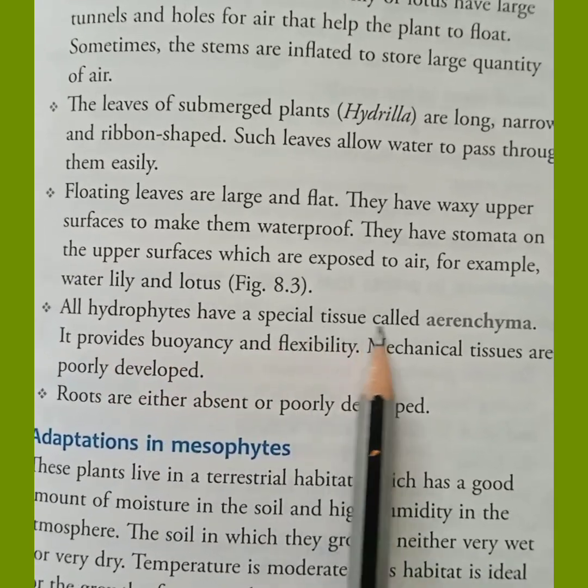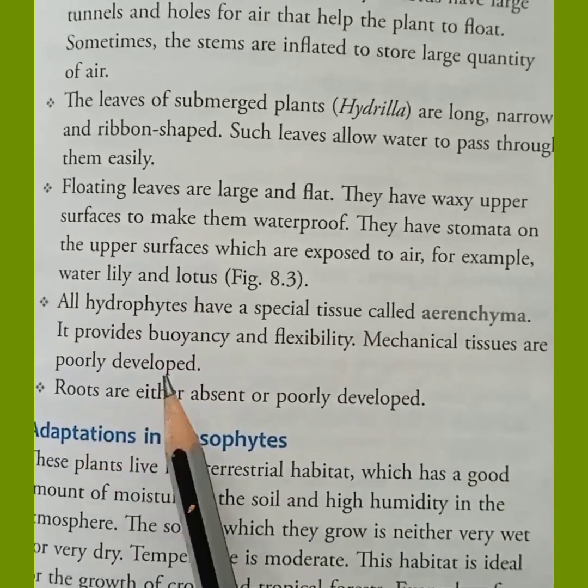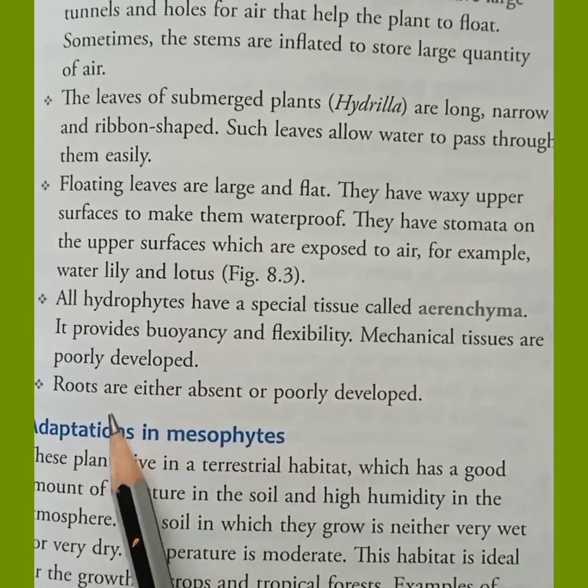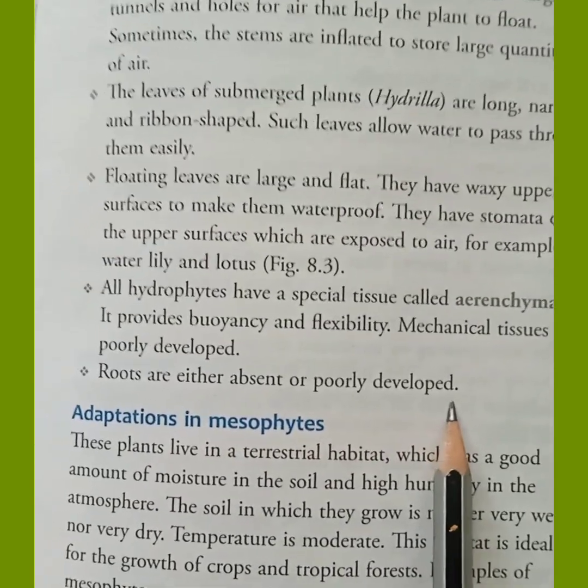All hydrophytes have a special tissue called parenchyma. It provides buoyancy and flexibility. Mechanical tissues are poorly developed. Roots are either absent or poorly developed.